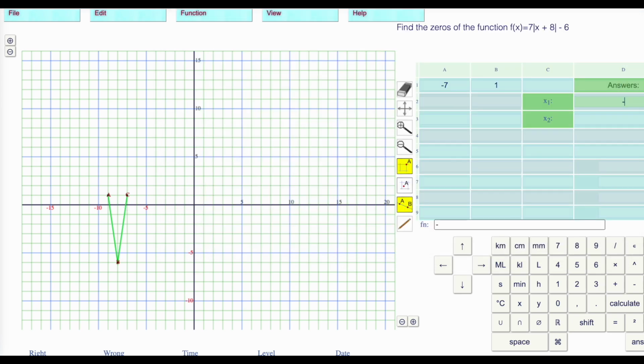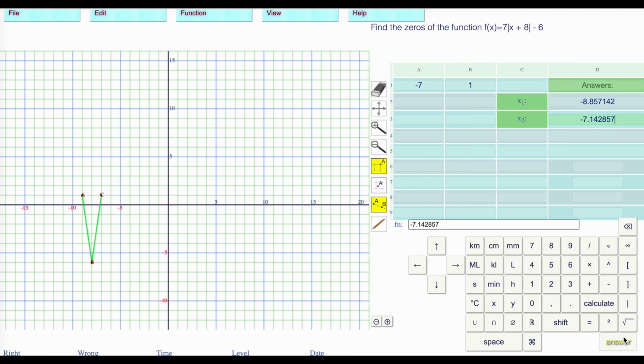The x1 is negative 8.857142, and that's 6 decimal places, should be fine. x2 is negative 7.142857. Don't mix these up. The smaller of the two is your x1, and the bigger of the two is your x2. Then we press answer to see if we are right.